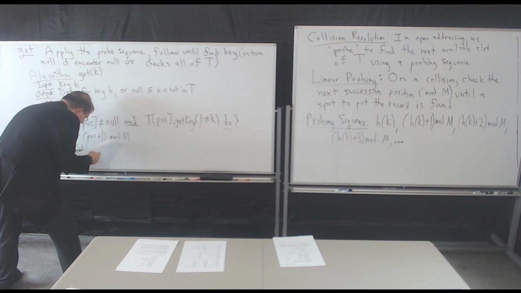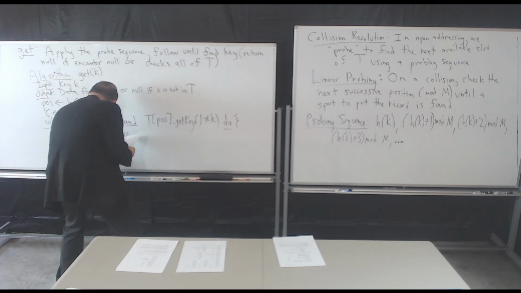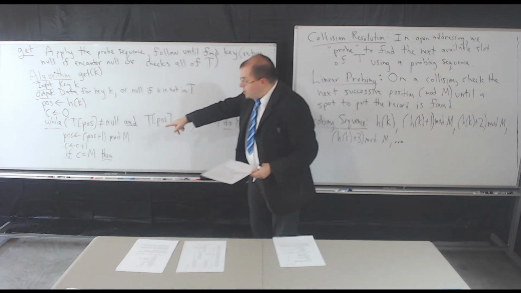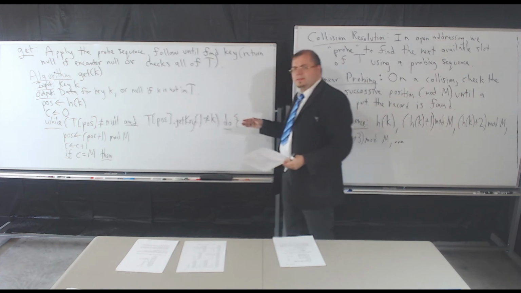So if... now we're going to just have an if statement in here, just checking to make sure that we haven't checked all the elements. I'm going to check if c is equal to m. So you know that it's going to be c is equal to m if I look at the entire table, because of what?